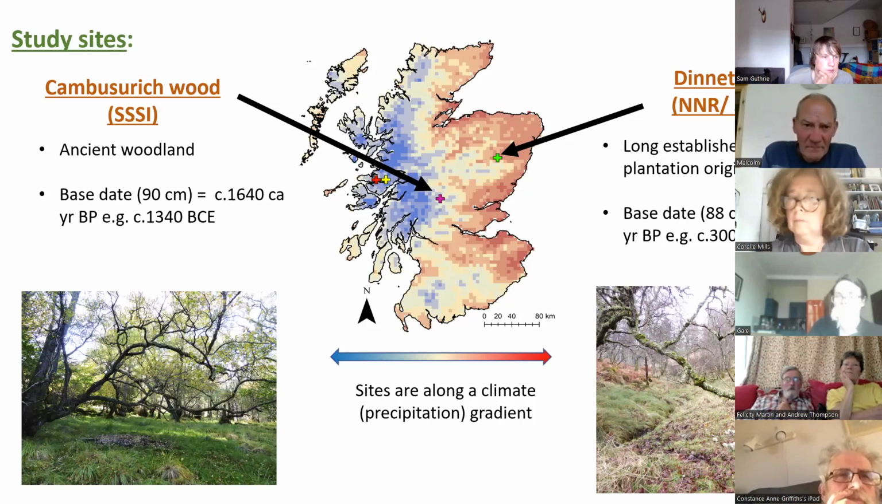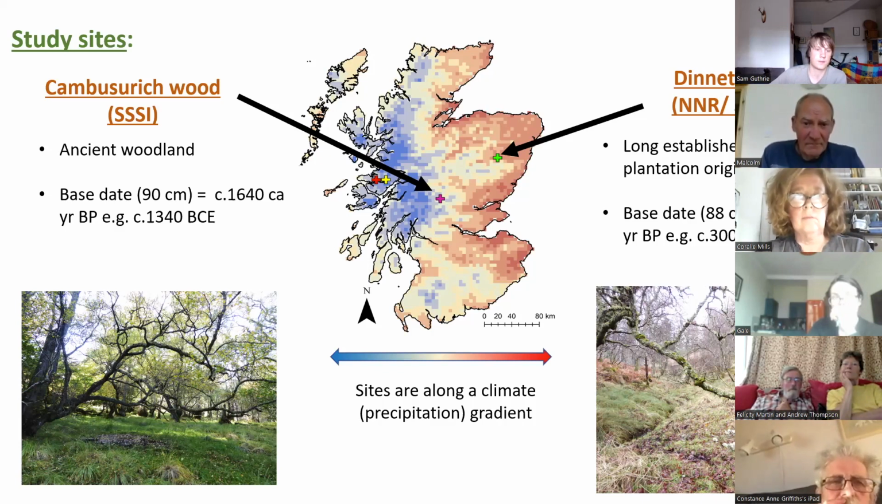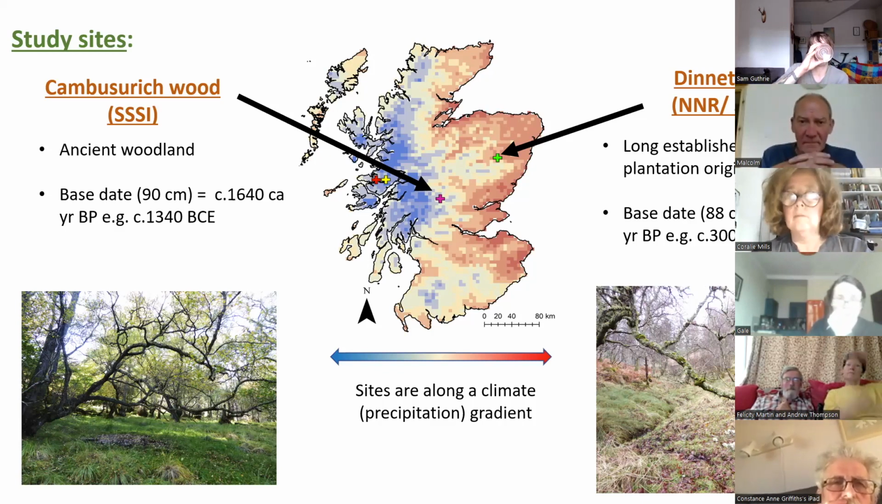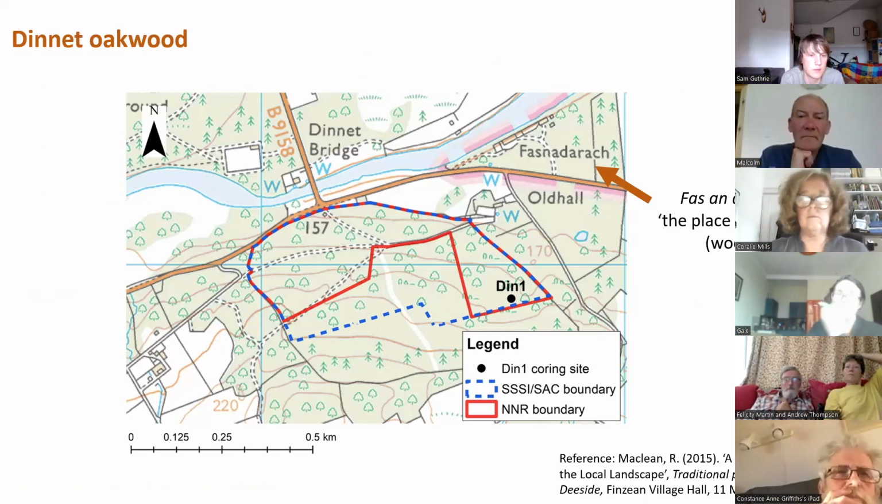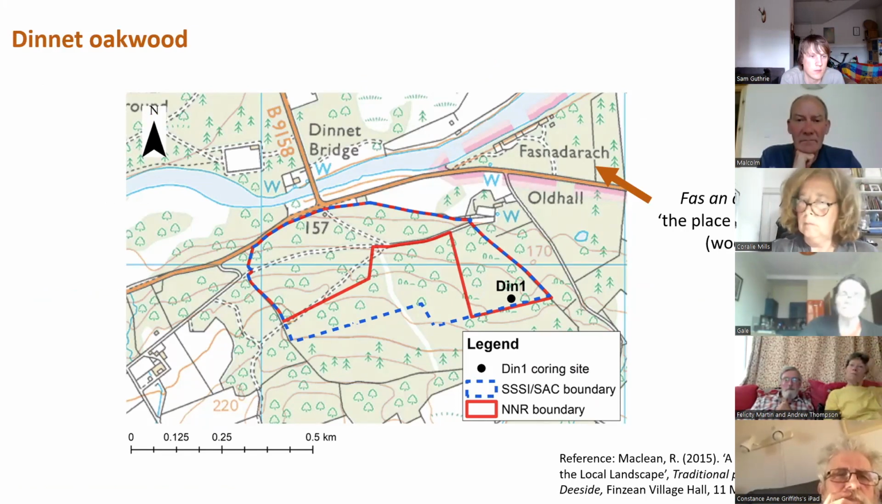Cambusurich Wood is considered to be an ancient woodland in Scotland's inventory data. However, there's uncertainty about the origins of Dinnet Oakwood. The first record of this woodland is in the 1960s, and there's some suggestion that the wood might be partially or wholly planted. There's a nearby place name which suggests there might be a much older history of oak in the area. Fashnadaric is derived from Gaelic, meaning place of the oak. Generally, Gaelic is thought to have gone out of fashion in this area of Aberdeenshire by the 15th century. So it'll be really interesting to see if there's a much older history of oak within this area.